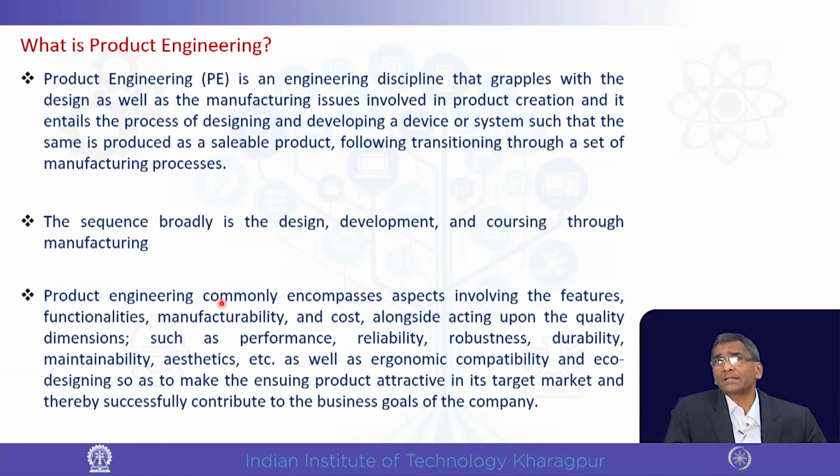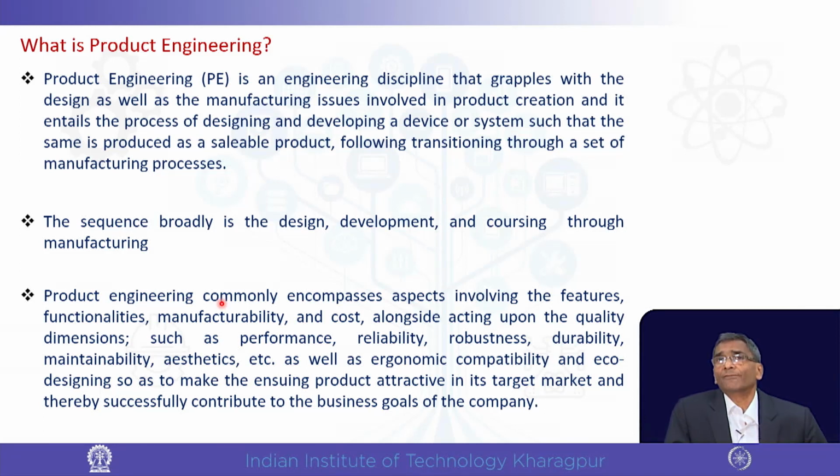Product engineering commonly encompasses aspects involving features, functionalities, manufacturability and cost, alongside acting upon the quality dimension. We are saying that these are the steps, but while we are proceeding through the steps, the quality aspect is always to be complied with, and therefore it becomes an imperative, it becomes the fulcrum. So, if we analyze what a quality product or quality system is, some of the elements, or dimensions, that come out are performance, reliability, robustness, durability, maintainability, aesthetics, etc.